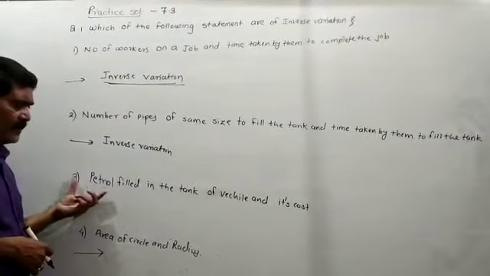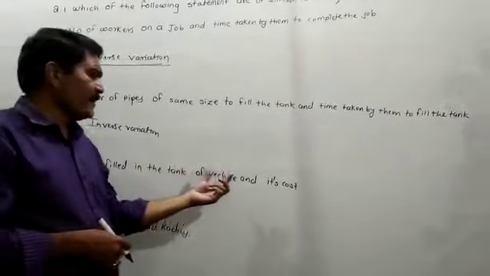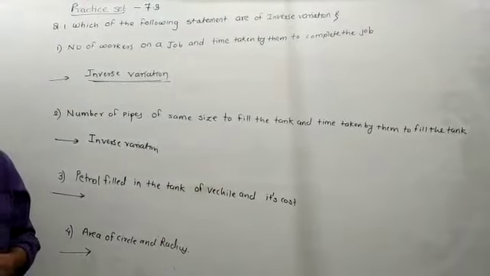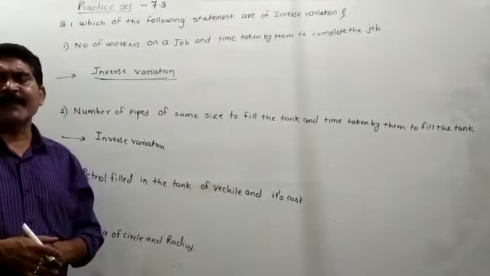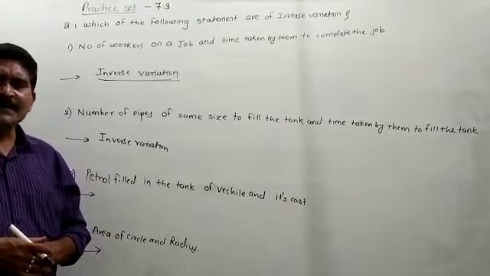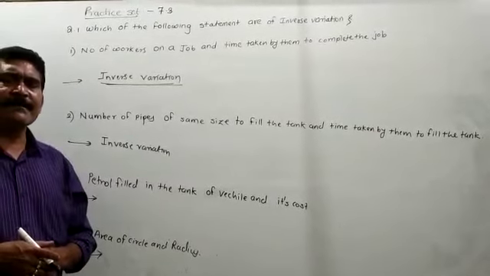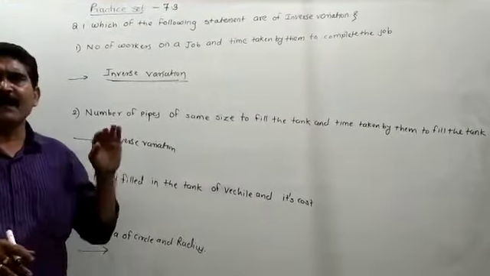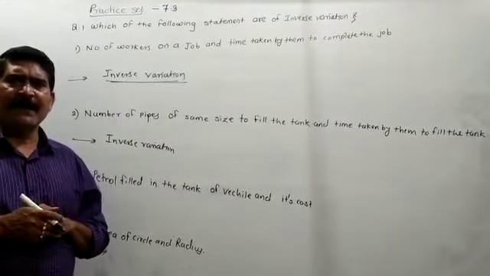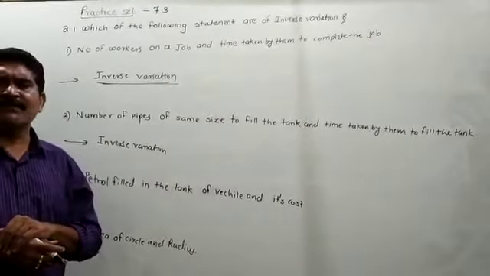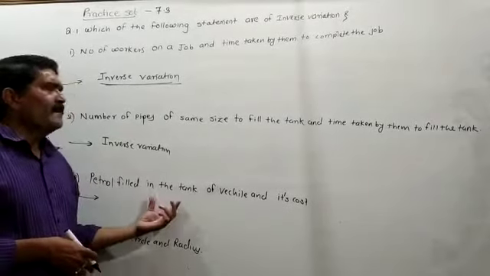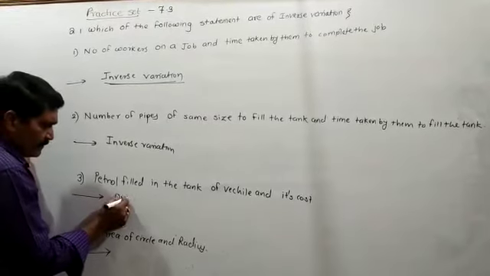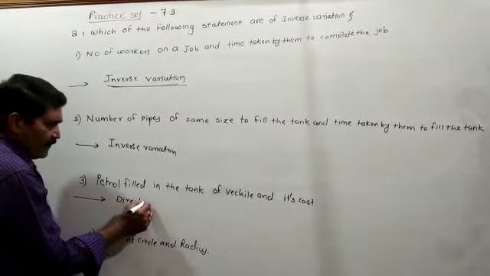Then the third example: petrol filled in the tank of a vehicle and its cost. If you put more petrol in the tank, it requires more money. The cost is more. If you put less petrol, you have to pay less money. So if one quantity increases, the other simultaneously increases, and when one decreases, the other simultaneously decreases. So this is not inverse variation. I will say that this is direct variation.